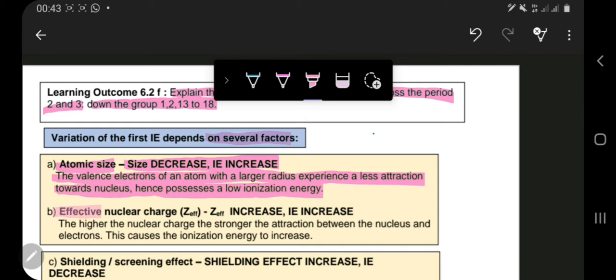The second factor is the effective nuclear charge. The higher the effective nuclear charge, the higher the ionization energy. So what is the relation of the effective nuclear charge with the ionization energy? We know that effective nuclear charge is related to the size of the atom. The higher the effective nuclear charge, the smaller the size of the atom. The higher the nuclear charge, the stronger the attraction between the nucleus and electrons. Therefore, ionization energy increases.